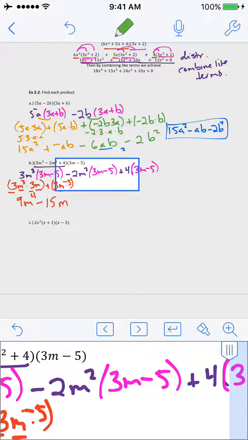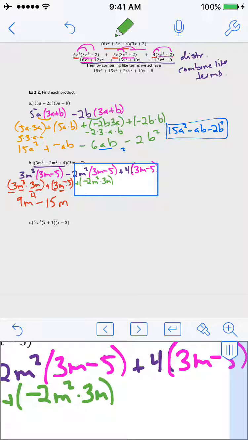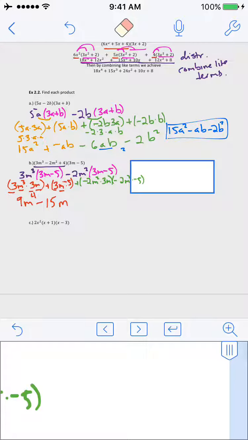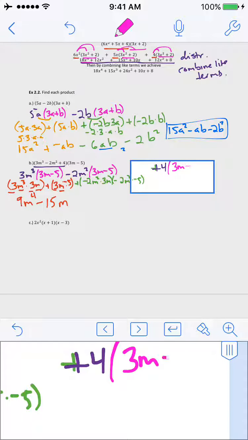Second one in green. So negative 2, so we've got a plus a negative 2m squared times 3m, and a negative 2m squared times negative 5. And it looks like I might want to move this last part over so that we can stay lined up. But it's going to be all still tacked on. Whoops. Get purple. Jeez. Sorry, guys. This is where using colors kind of hinders instead of helps, but that's okay.